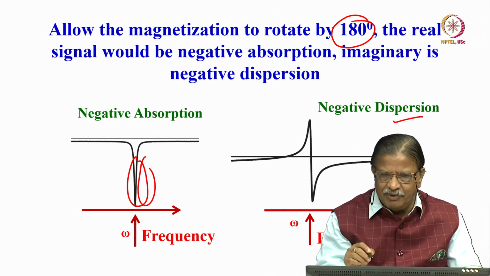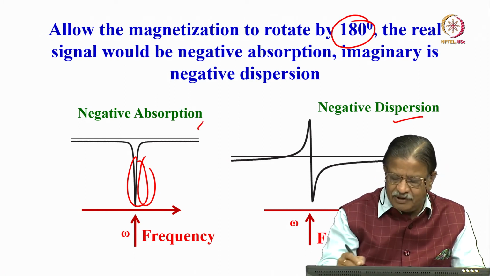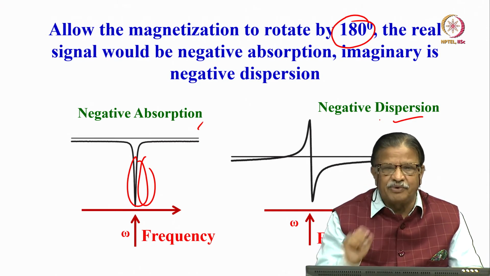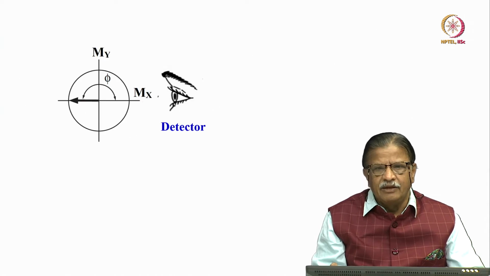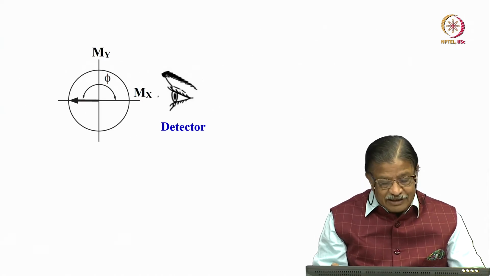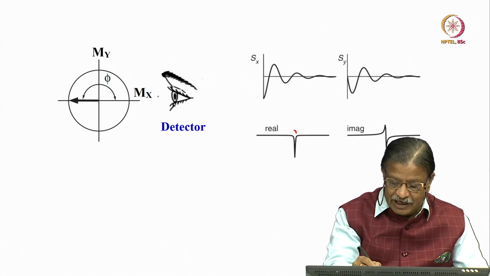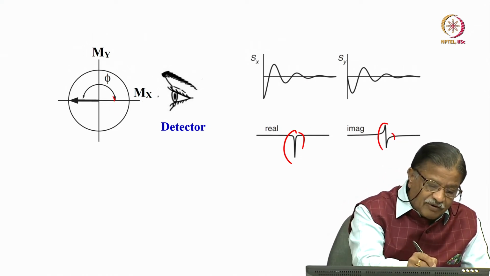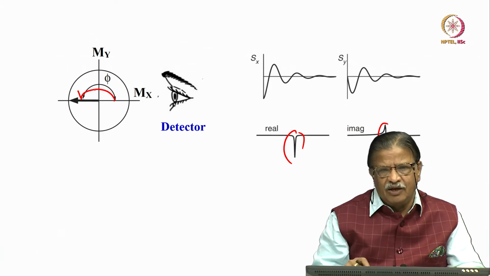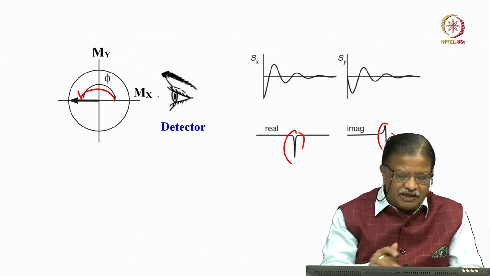So, what is going to happen? The real part will be negative absorption and the imaginary part is negative dispersion when I allow the magnetization to rotate by 180 degrees. This is the signal we observed, this is the negative absorption, this is the imaginary part. Now, I have moved the magnetization from this to this; whether you move clockwise or anti-clockwise does not matter, it is rotating.